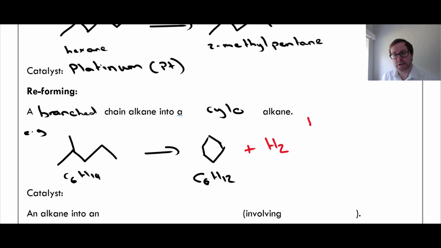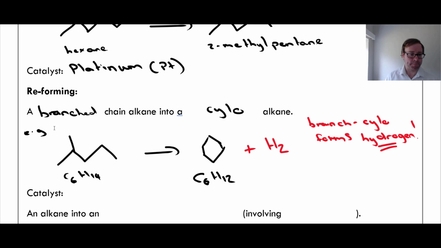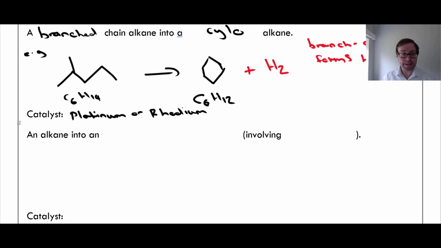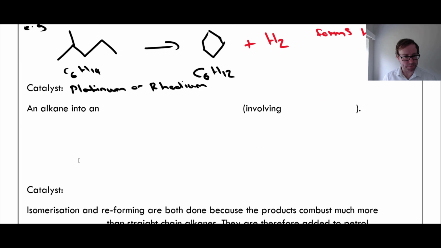So branch to cyclo forms hydrogen. And the catalyst is usually platinum or rhodium. Okay, next process. So again, this is just an example.